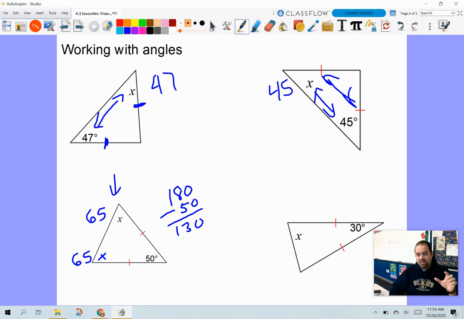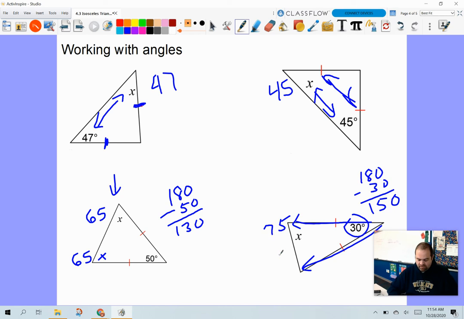So if I give you the vertex, you're going to have to go down to the bottom and split the leftover. Same thing here. My vertex angle is 30 degrees, so follow the legs down. Those two angles at the bottom are the same measure. Those two angles together are 150 degrees. Split equally because they're the same, each one is 75 degrees.